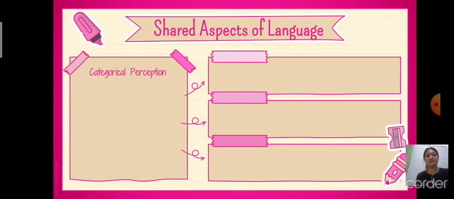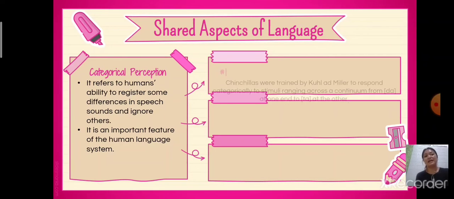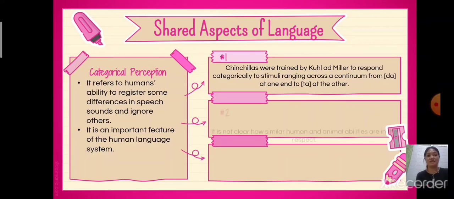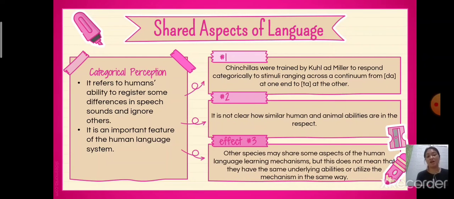Now, the shared aspects of language, we're going to discuss on categorical perception, because that is how we share that kind of language with animals. Categorical perception is an important feature of the human language system, and it refers to humans' ability to register some differences in speech sounds and ignore others. For example, we have the ability to differentiate pa and ba, or ta and da, or let's say f and v. So there are differences, and we have the ability to comprehend those differences.